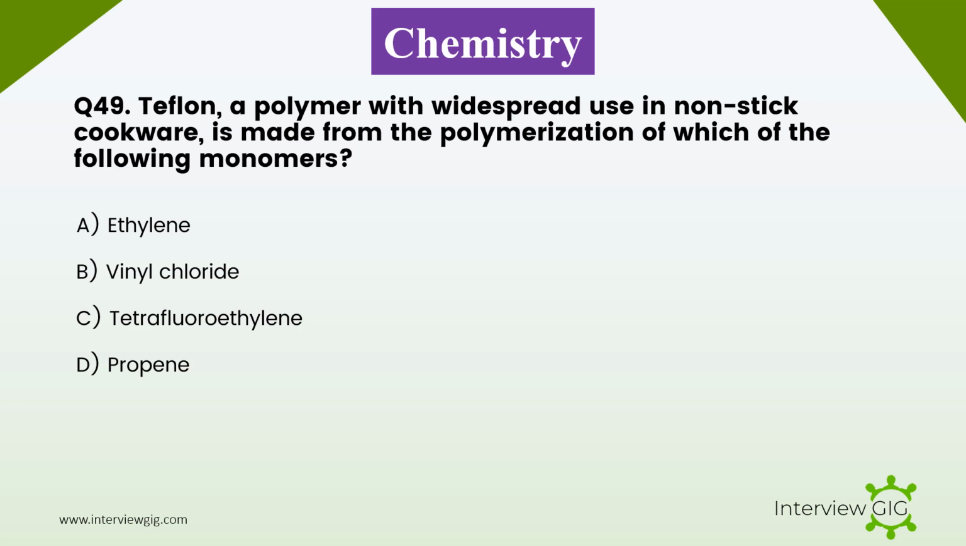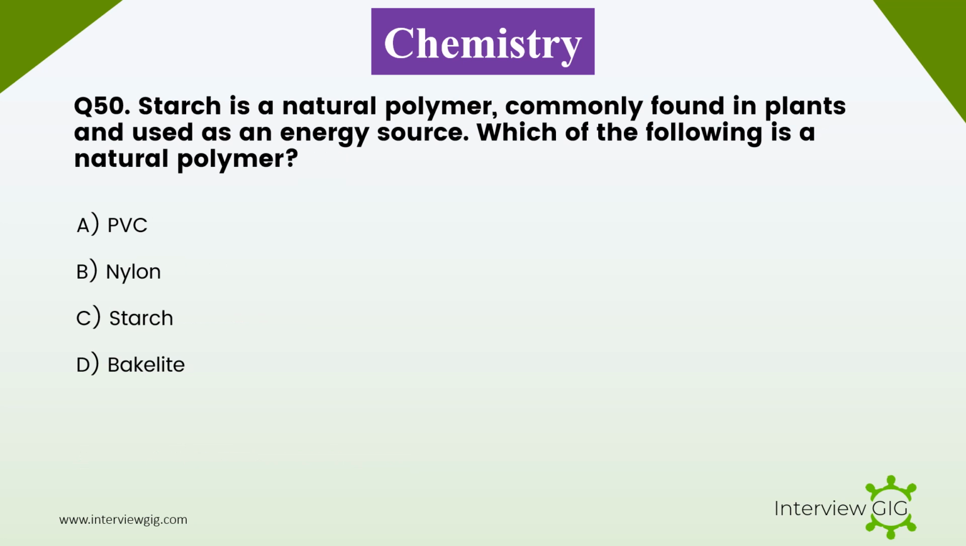Teflon, a polymer with widespread use in nonstick cookware, is made from the polymerization of which of the following monomers, known for its carbon-fluorine bonds that make it resistant to heat and chemical corrosion? A. Ethylene. B. Vinyl chloride. C. Tetrafluoroethylene. D. Propene. Answer C. Tetrafluoroethylene. Next question.